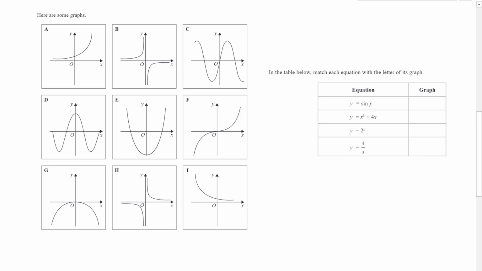We know a sine of x graph starts at 0, it goes up to 1 and then down to -1. So y equals sine x is going to be this one here. So we go up to 1, down to -1.